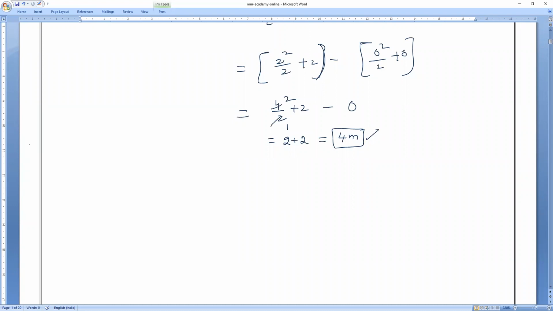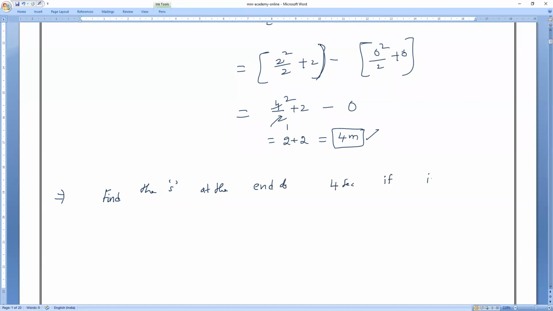Observe very carefully. So this kind of questions will be very important. Find the S. S means what? Distance or displacement, whatever it is. Find the displacement at the end of 4 seconds.